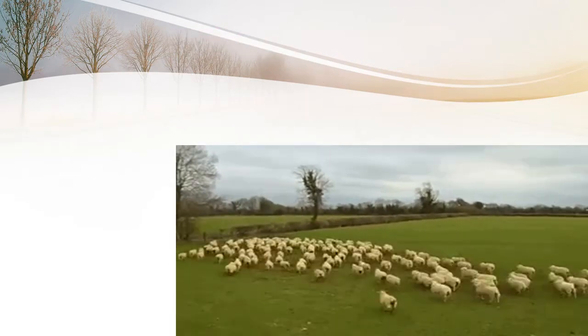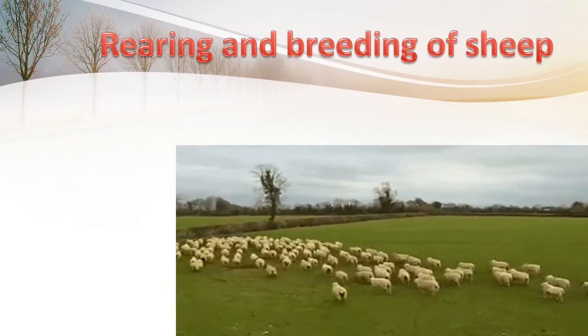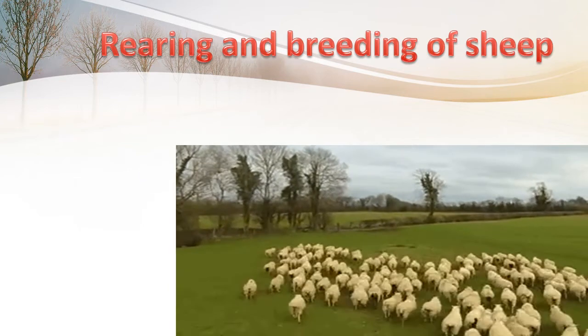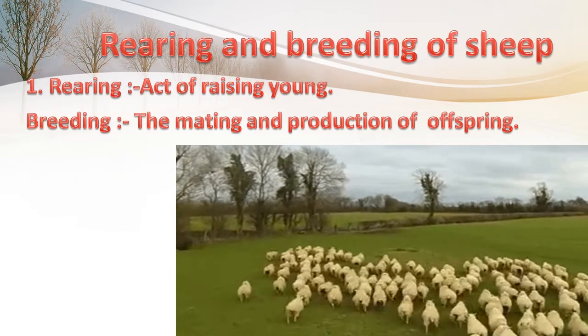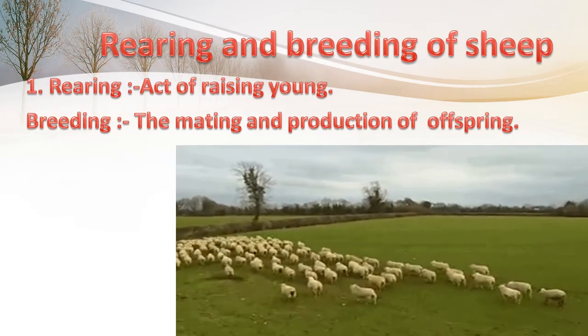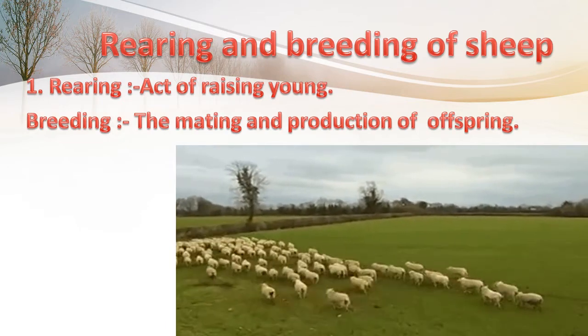Now, let us see the first step involved in the processing of wool, rearing and breeding of sheep. Rearing means it is an act of raising young ones, and breeding means the mating and production of healthy offsprings.